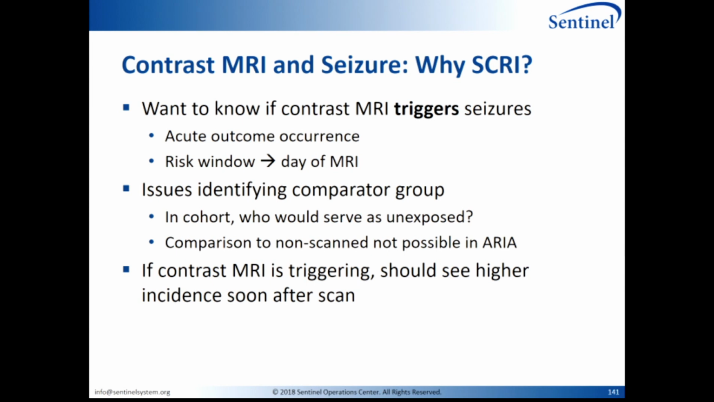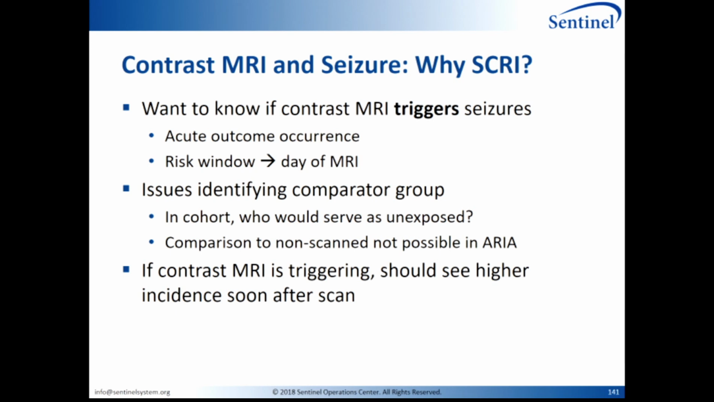There are issues with identifying the comparator group, likewise, if we were to go with the cohort method. So who would be the unexposed population to compare to individuals receiving contrast MRI? We could use an unexposed group, but then those people are probably less or more healthy than the people getting MRIs. We could even use the non-contrast MRI group, but people receive contrast MRIs for very different reasons than they receive non-contrast MRIs in many cases. And so that may be inadvisable.